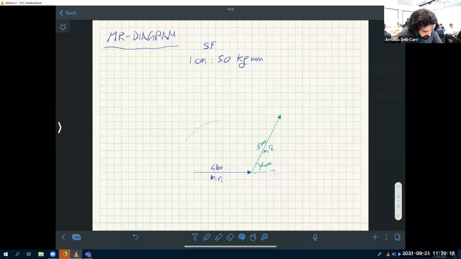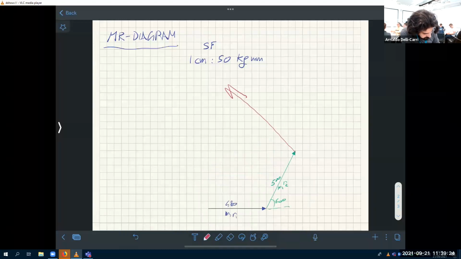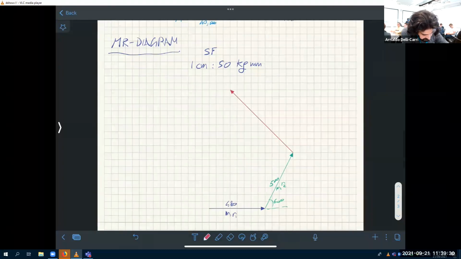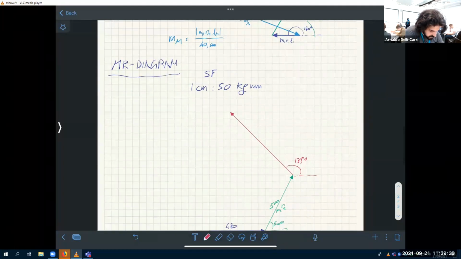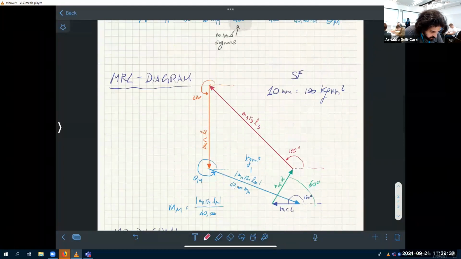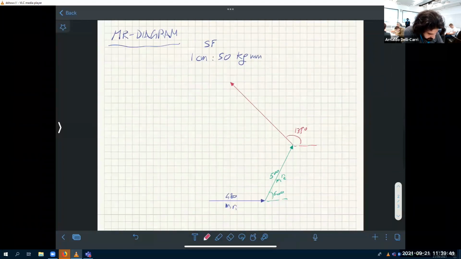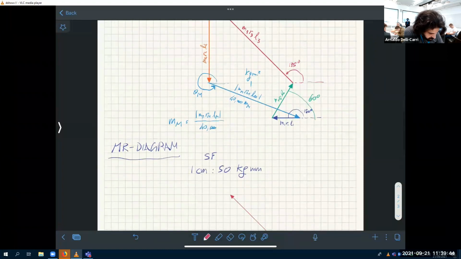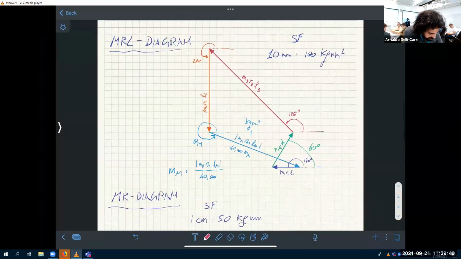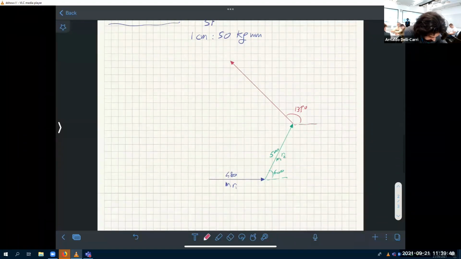This is 135 degrees. And this is the longest of them all, which is 1080, MC RC. What did I call it? It should be A, B, C. Ah, my bad.